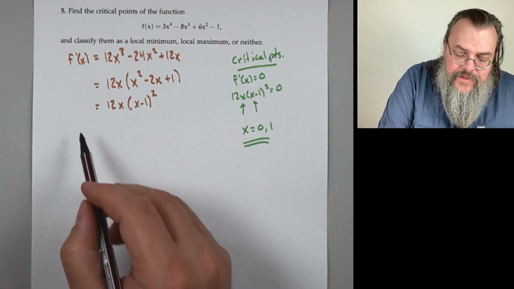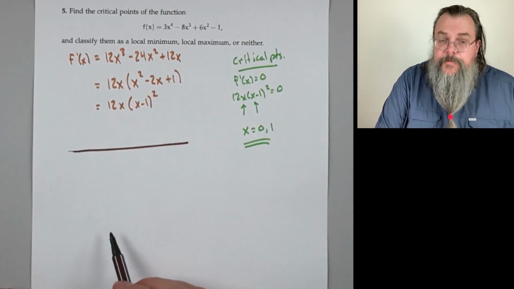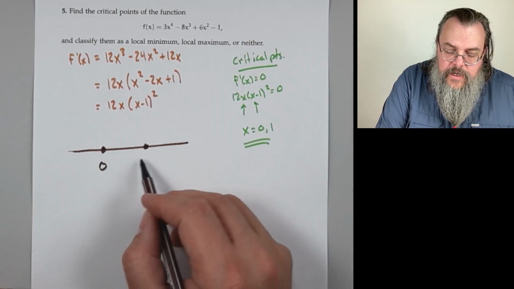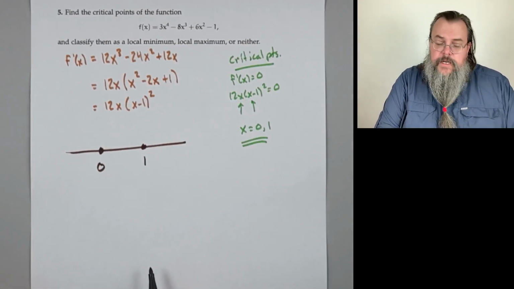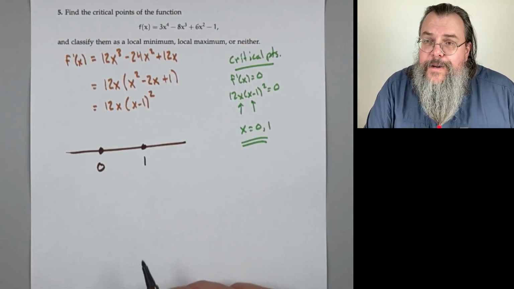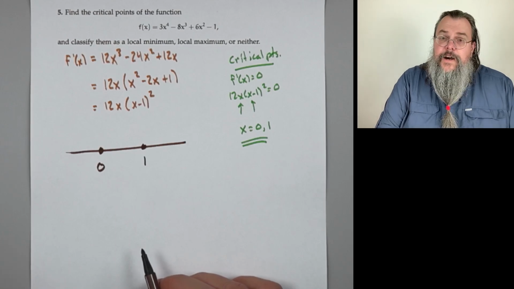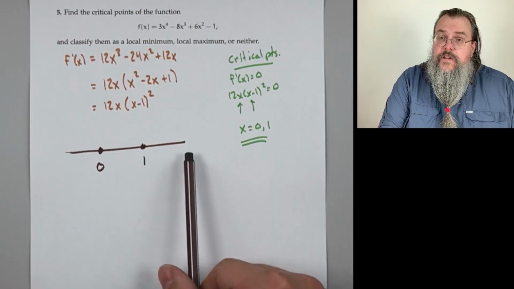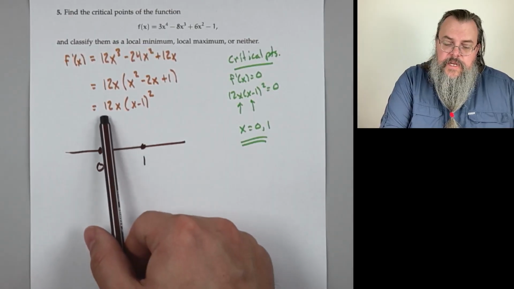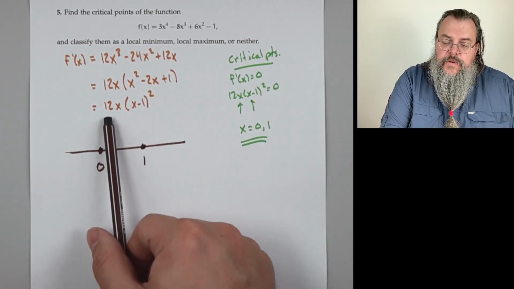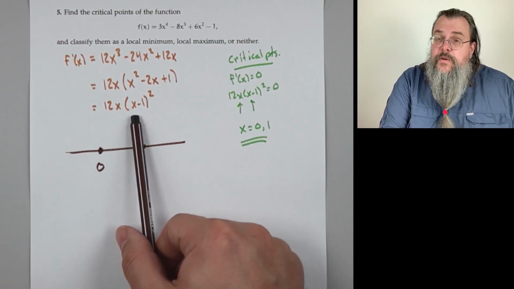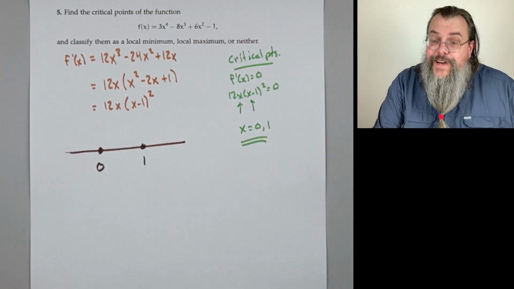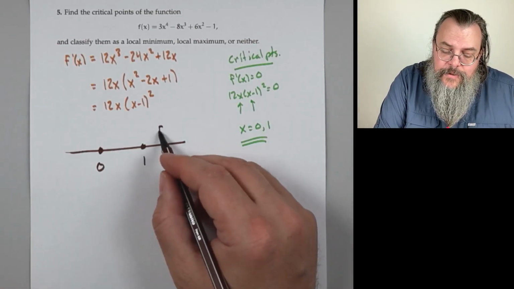And the idea of the first derivative test says, draw a line. Okay, that's good. Mark your points. Make sure you put them in order. Not too hard to do. 0 and 1. Now pick values. So suppose I pick something like 2, and I plug it into the derivative. So 12 times 2 minus 1 squared. I don't care that the value is 24. I care about the sign. The sign will help us understand.